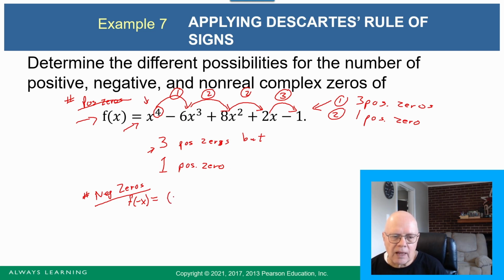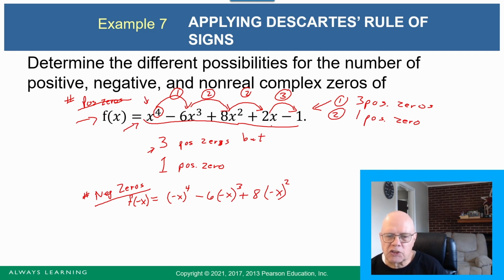So we'll have, where we had x to the 4th, we'll have negative x to the 4th. Minus 6, not x, but minus x, and that's cubed. Notice it parallels this. Next, positive 8, it's x squared. Now we'll make it minus x squared. And next we've got 2x, so 2, and change the x to a minus x. And a minus 1, nothing to do there.